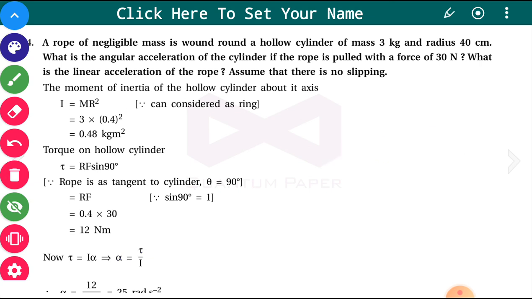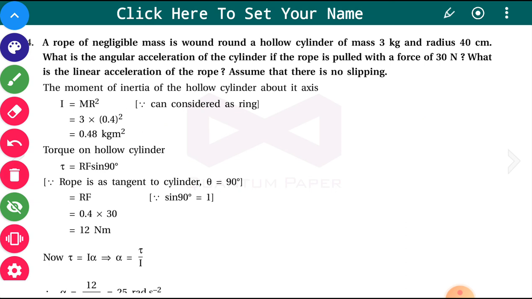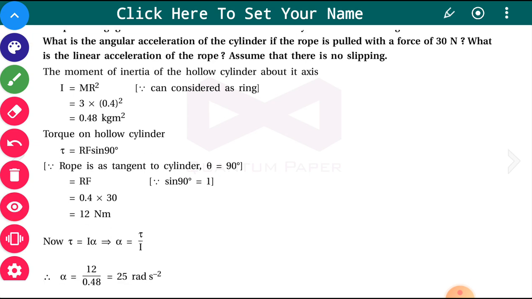First you find mr square, for the hollow cylinder. Moment of inertia can easily be found, m into r square. Torque is R F sin 90 as the cylinder is like this. If the thread is wound and pulled, then the force is always perpendicular because it is tangential to the cylinder. So the angle between the radius and the force will be 90, so R F sin 90, and you will have the value of torque, that is R into F. R is 0.4, force is 30 Newton, so it is 12 Newton meter.